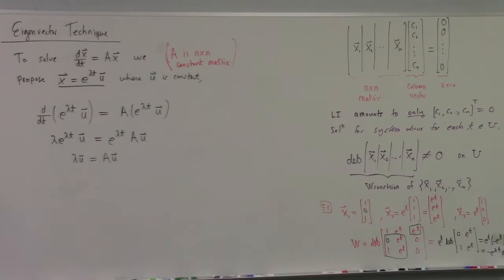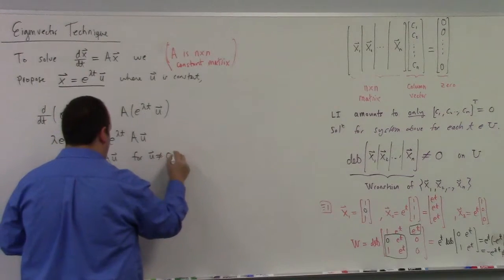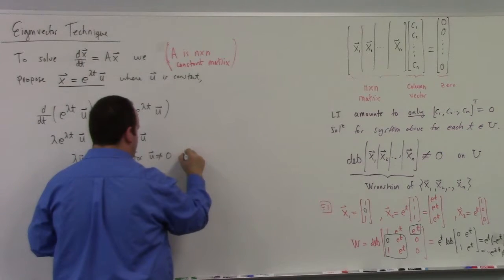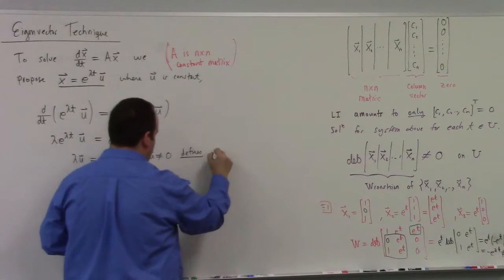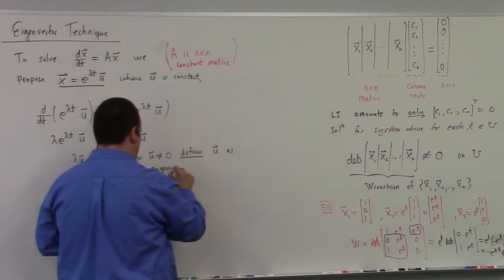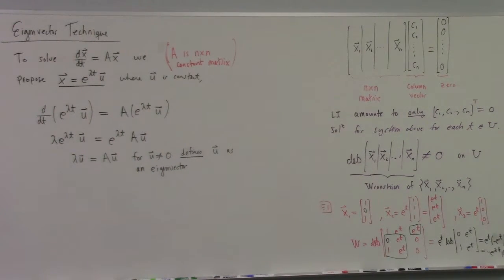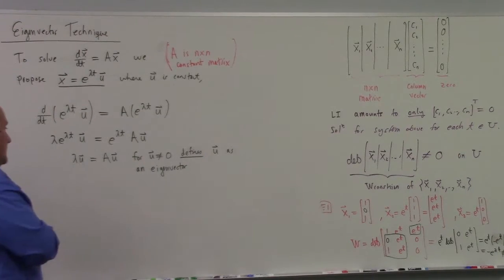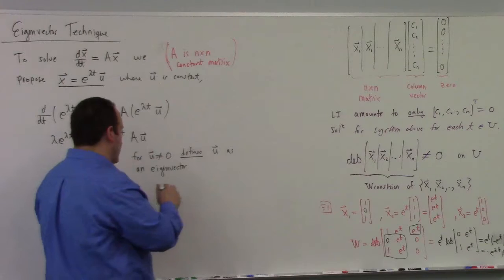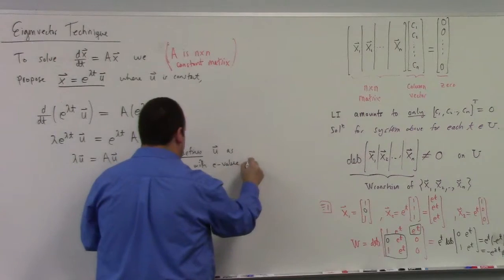Now, if you've had linear algebra before, you should recognize this as the condition that u be an eigenvector of A with eigenvalue lambda, right? If u is not equal to 0, this defines u as an eigenvector. An eigenvector is just a fancy word. I think it's basically German for proper vector or characteristic vector. Anyway, I usually will just abbreviate that to e-vector. And I'm just going to write e-value because I get tired of writing eigenvalue.